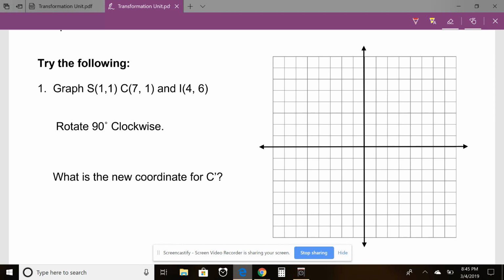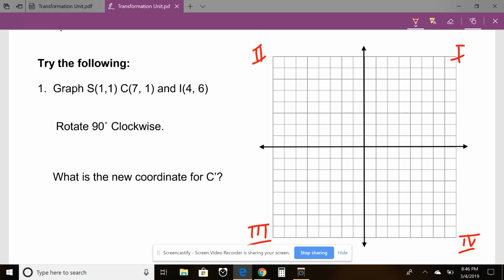Remember our quadrants. The top right is the first quadrant. Top left is the second, bottom left is the third, bottom right is the fourth. Now the sign schemes of each of these are important, which I'll show you what I mean by sign schemes. All right, so first let's graph our figure SCI.